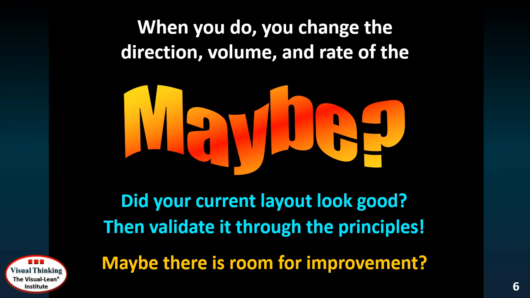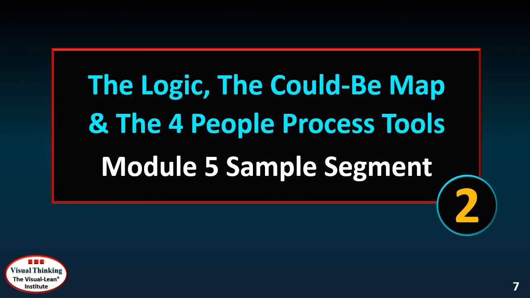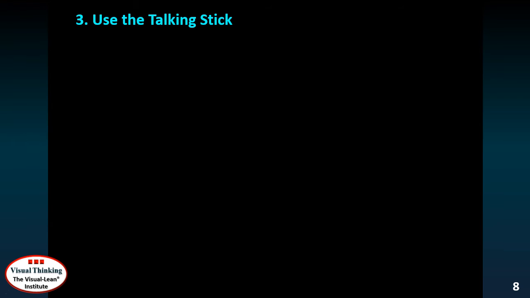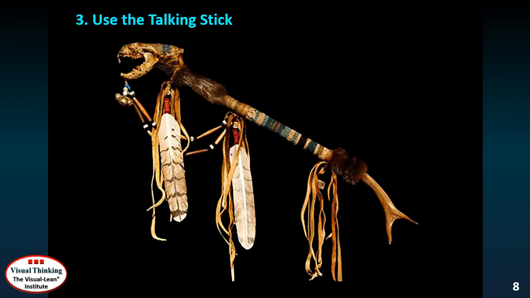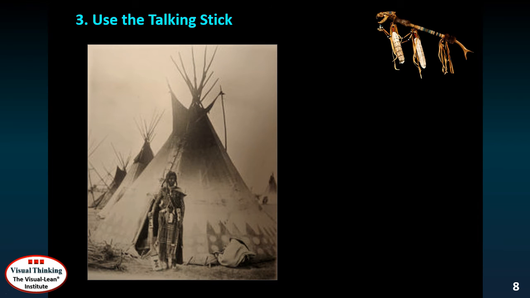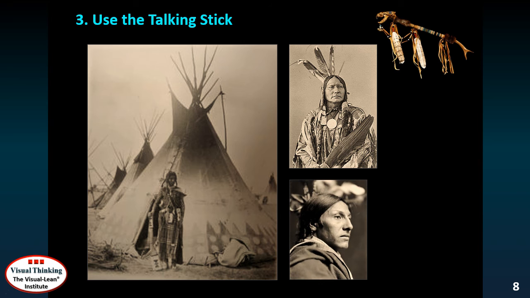Just maybe. And here's a second teaching sample, this one on the talking stick, one of the 4 people process tools that your teams learn in Module 5. And if things get very rambunctious, then you use a talking stick. The talking stick is a Native American custom used in discussions where there are likely to be differences of opinion, big differences, like at war councils.